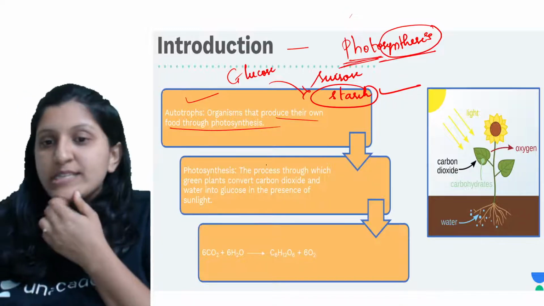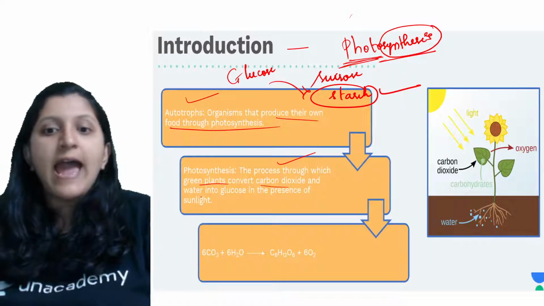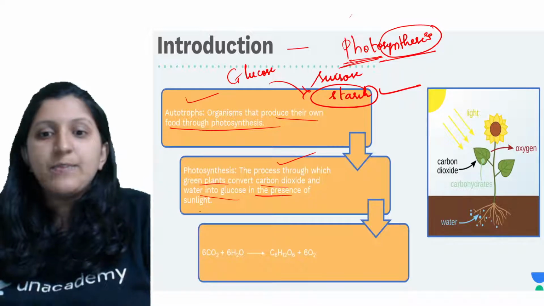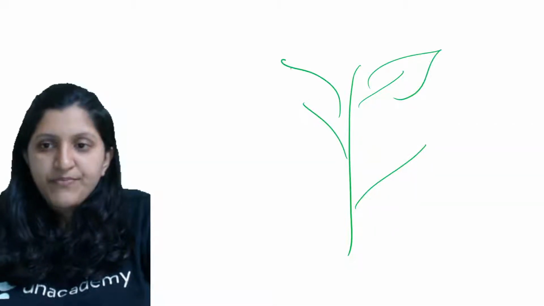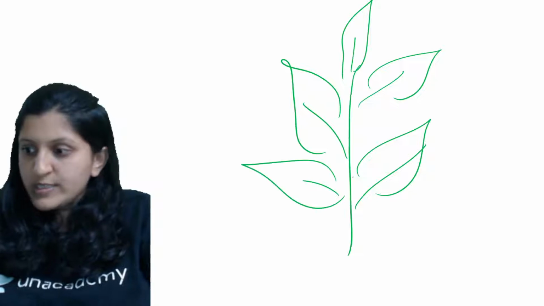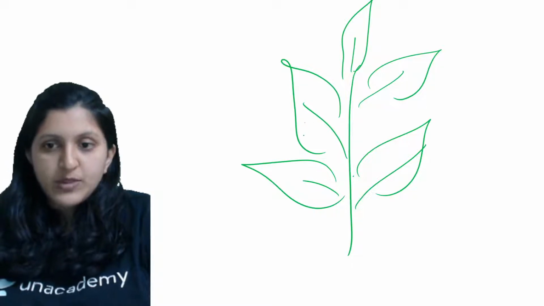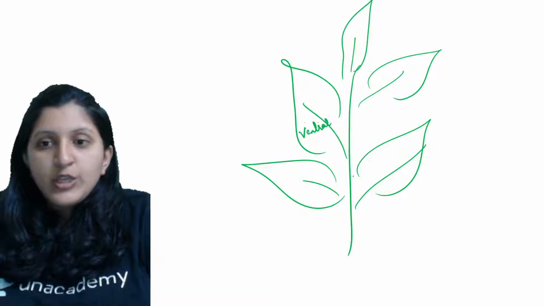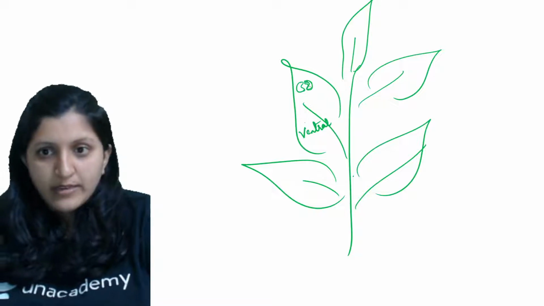Now what exactly is photosynthesis? It is the process through which green plants convert carbon dioxide and water into glucose in the presence of sunlight. So what is required? There is a plant, and this plant has leaves. Let's say this is the leaf, and this is the lower surface of the leaf, where you can find a large number of stomata.